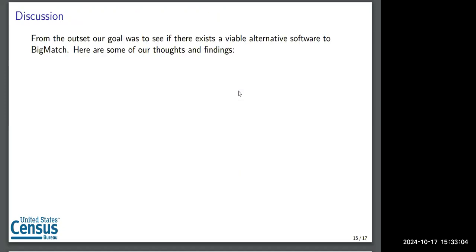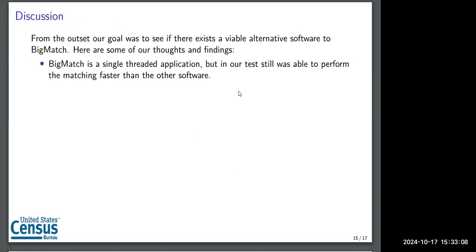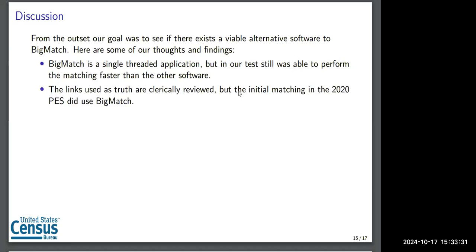Okay, so we'll just do some concluding discussion. The first part is that BigMatch is a single-threaded application. It's a C-based executable, but it is currently single-threaded, and it was still able to perform faster than the other two software. I attributed this to the two-language problem of C versus an R or Python software comparison. The links, this is that caveat that we just talked about.